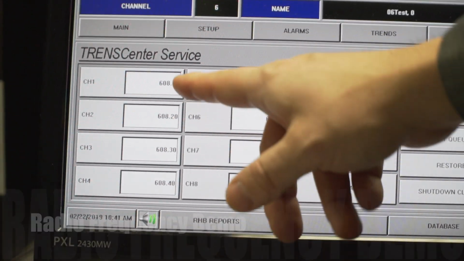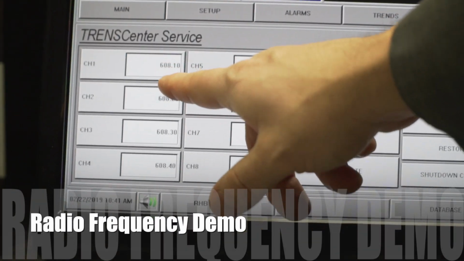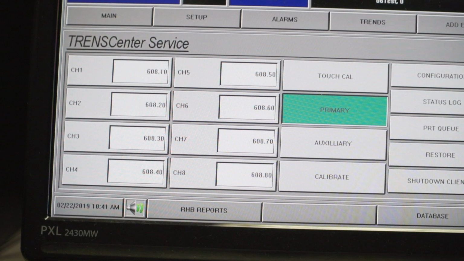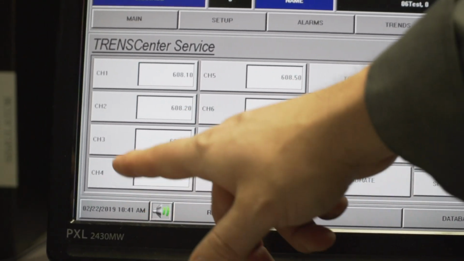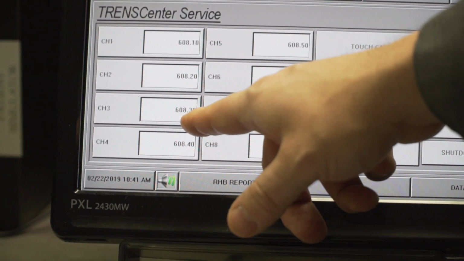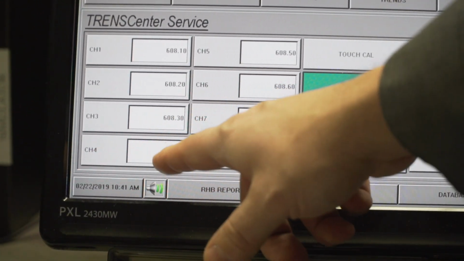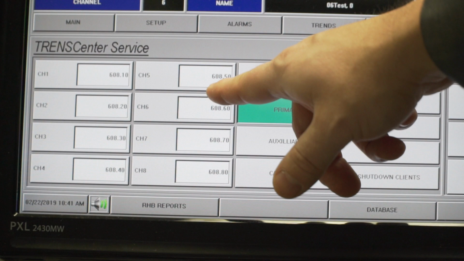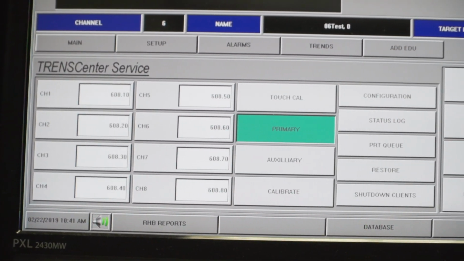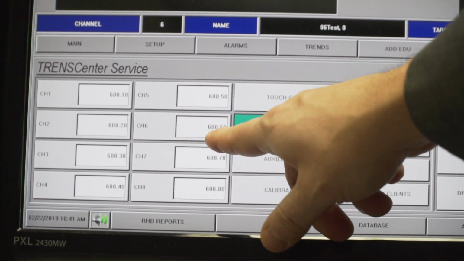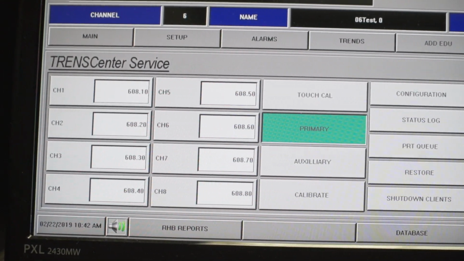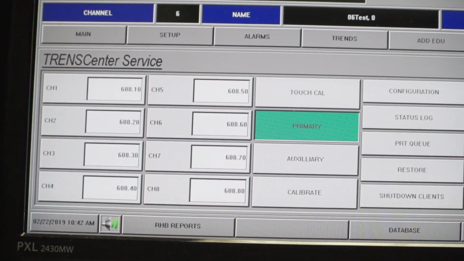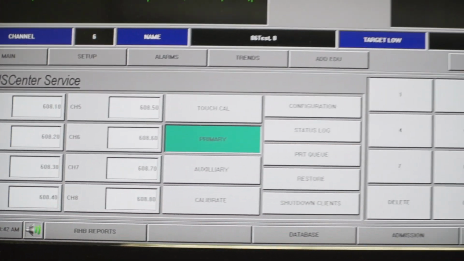You can see channel 1, the frequency here is 608.10 megahertz. Channel 2 is at 608.20 megahertz. Channel 3 is 608.30. Channel 4 is 608.40. Channel 5 is 608.50. Channel 6 is 608.60. Channel 7 is 608.70, and channel 8 is 608.80. So those are our frequencies.